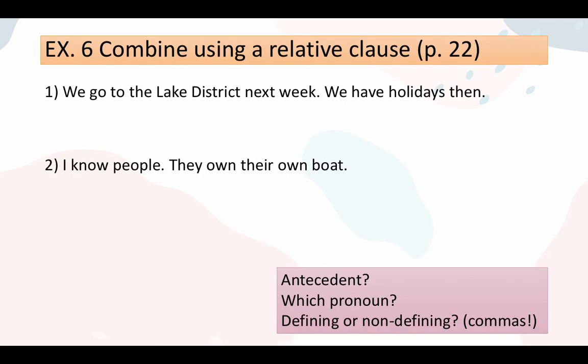Let's prepare 2 sentences together. Sentence 1. We go to the Lake District next week. We have holidays then. First, look for your antecedent. Now, what is actually mentioned in both of the sentences? The fact that next week you have the holidays. So I think next week could work as your antecedent. Next week is a specific moment in time, so there is one pronoun that would really fit here. And in the previous video, we have seen a pronoun for that, namely when. So as a result, we would then get, we go to the Lake District next week when we have holidays.